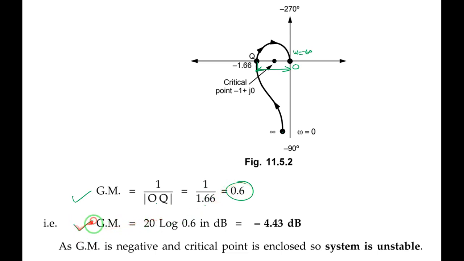Now calculate in decibels: 20 log of this 0.6, so minus 4. We are getting negative. It has to be negative because we know the system is already unstable, meaning GM has to be negative: minus 4.43 decibels. Since the gain margin is negative and the critical point is enclosed, the given system is unstable. I hope you understood. I'll stop recording and we'll continue with Nyquist plot analysis tomorrow.